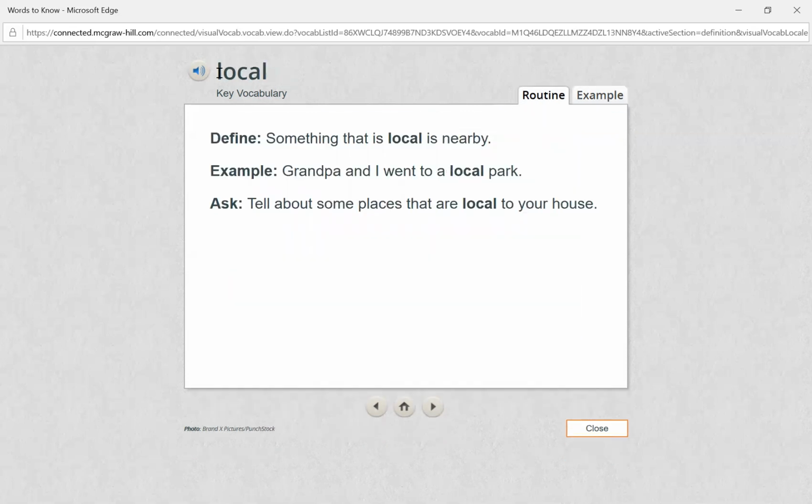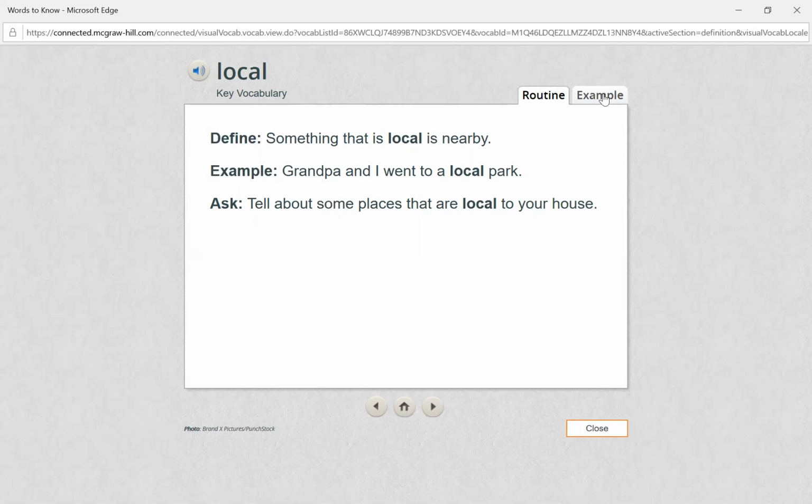And this next word is local. Local. Something that is local is nearby. Grandpa and I went to a local park. Tell about some places that are local to your house.